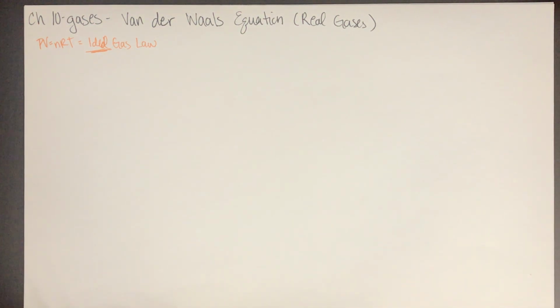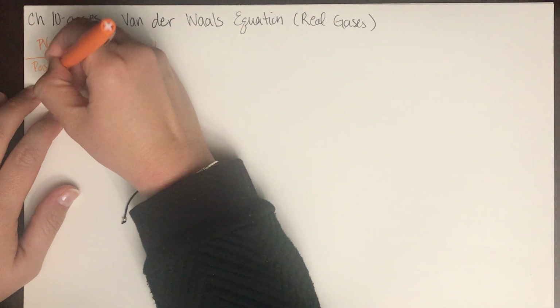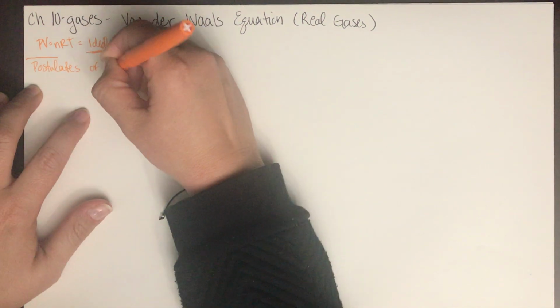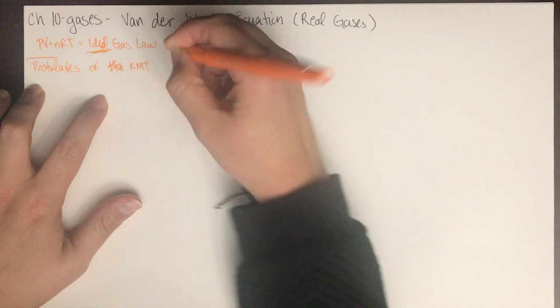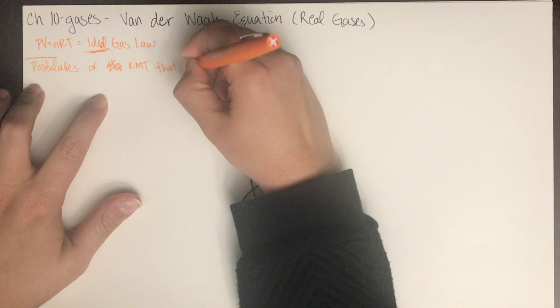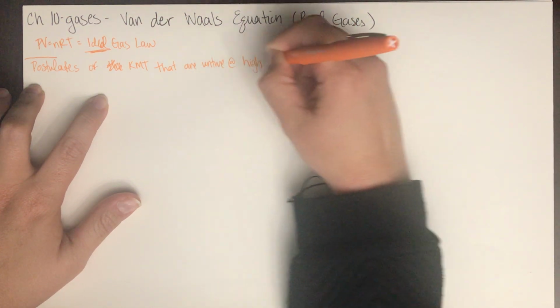So back in the previous lecture when we talked about kinetic molecular theory, there were 2 of the 5 postulates that are not true at high pressure. And once we get into high pressures, this ideal gas law is no longer going to be accurate. So let's just revisit those. These are postulates of kinetic molecular theory that are untrue at high pressure.